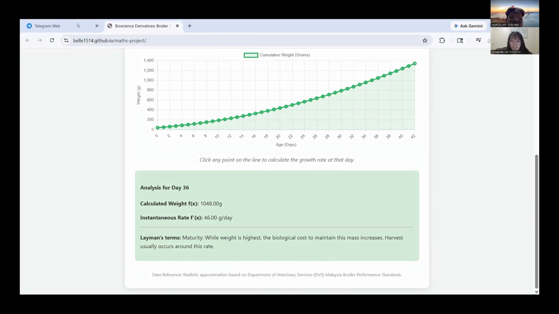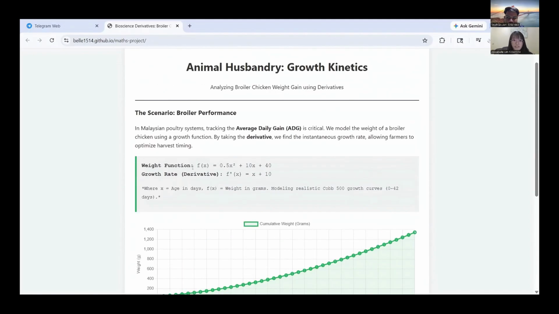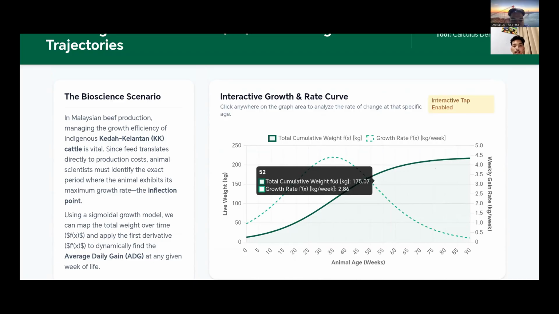So what is the way that we can help farmers know the growth patterns efficiently? I think we can make an app that farmers can easily key in this weight function and this growth rate, so the farmer can manage and know these grams and on which day they can harvest.